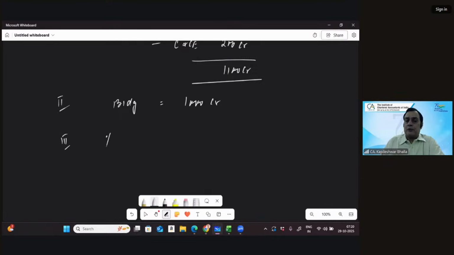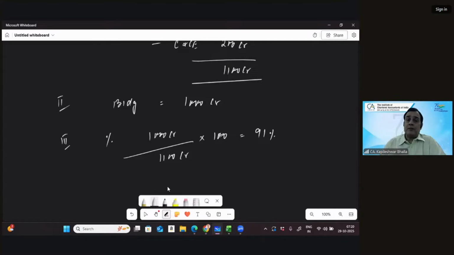In the third step, you just need to calculate a percentage. So we can say the building acquired is 1000 crores and the fair value of the gross assets in step one is 1100 crores. So when you take the percentage, let's see what is the value. 1000 divided by 1100, that works out to approximately 91%.